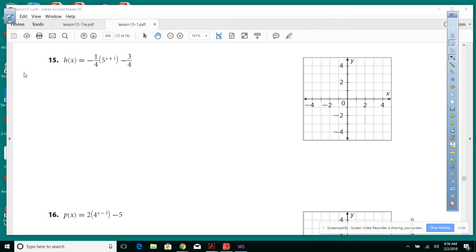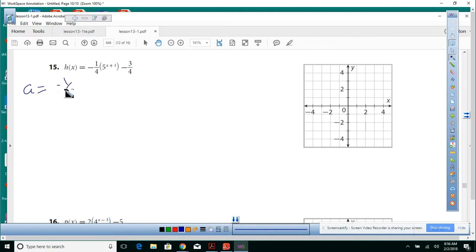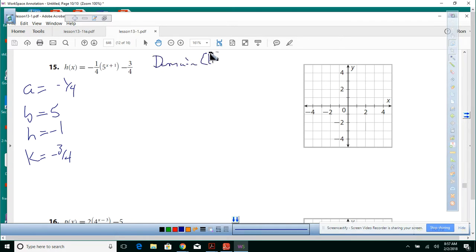Let's see what we got here. A equals -1/4, B equals 5, H equals -1, K equals -3/4. Domain is all real numbers. Range is y such that y, we got a negative, so that's going to be less than K, which is -3/4. So we have -3/4, and that's going to be approximately right there. All right, that's our asymptote.